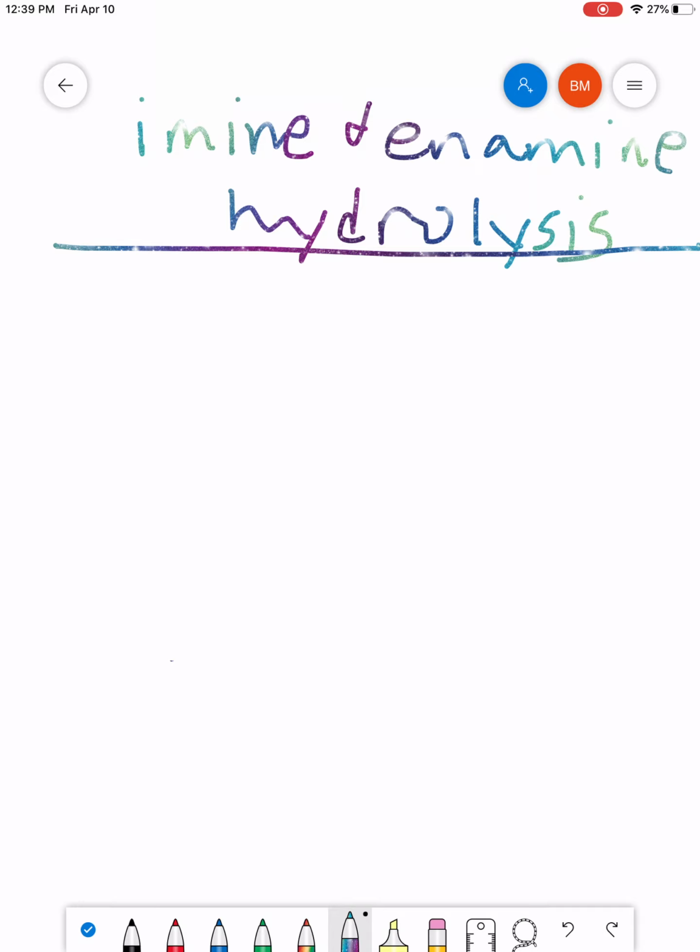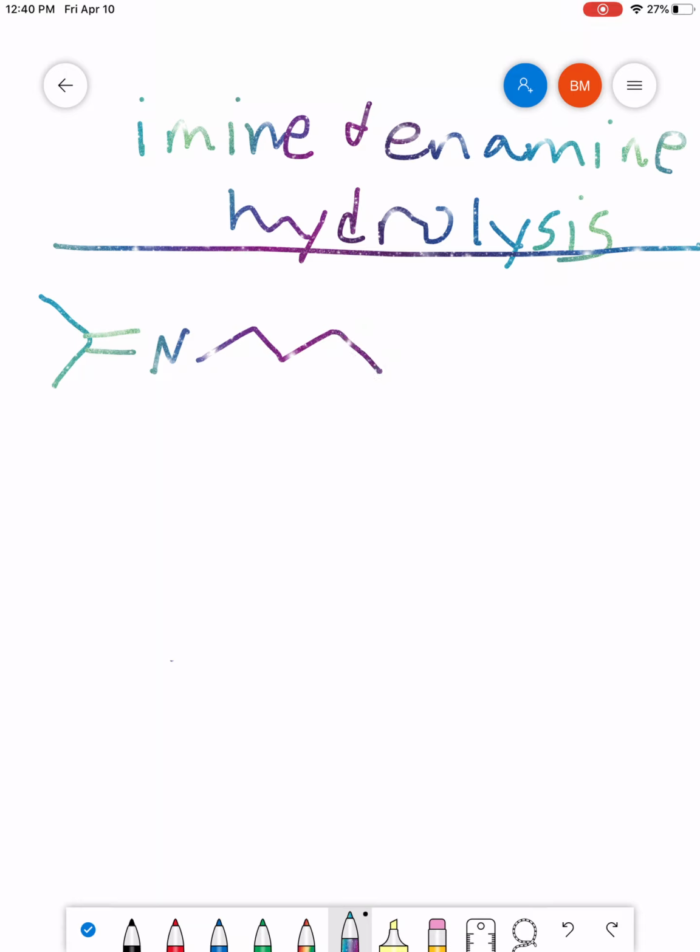Basically what you can do is you can take an imine or you can take an enamine and you can hydrolyze them to form their original parts. You can form the original aldehyde or ketone and the original amine that was used to make them. All right, and it's pretty simple. I'm not going to go through the mechanisms, but I'm going to show you how to predict the hydrolysis products.